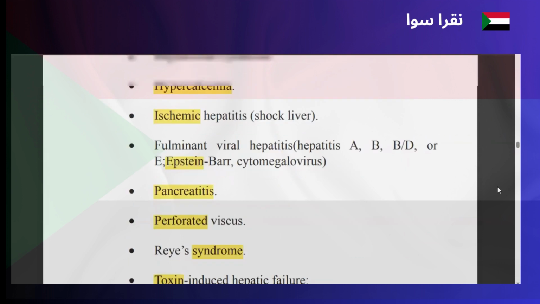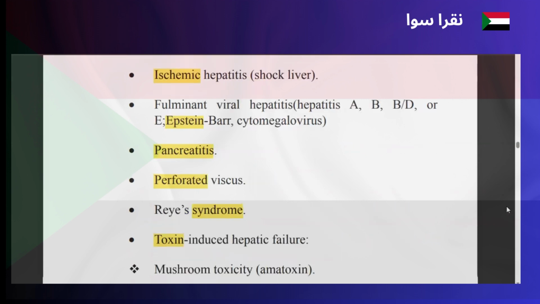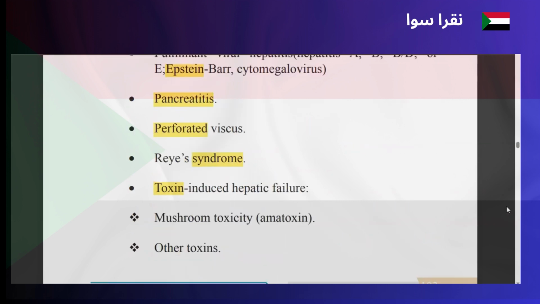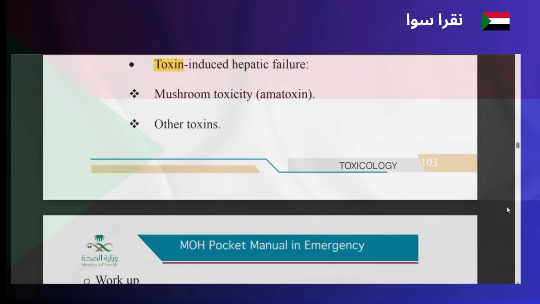So, the differential diagnosis: ascending cholangitis, biliary disease, and hepatorenal syndrome, hypercalcemia, ischemic hepatitis, fulminant viral hepatitis, pancreatitis, perforated viscus, Reye's syndrome, and toxin-induced hepatic failure such as mushroom toxicity, amatoxin, and other toxins.